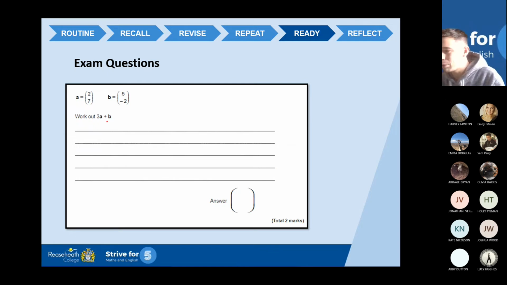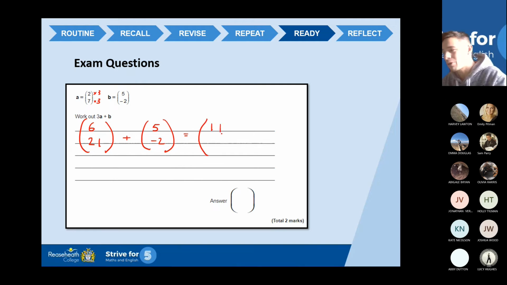Here, work out 3a plus b. So b stays the same, okay, but 3a, we have to times a by 3. So 2 times 3 and then 7 times 3. Well, 2 times 3 is 6, and then 7 times 3 is 21. Remember, I said b stays the same, doesn't it? It's not being times by anything. So add 5 and then minus 2. Okay? So 6 add 5. Okay, right. I'm not going to use a calculator for that one. I'm confident. And then 21 add minus 2 gives me 19.